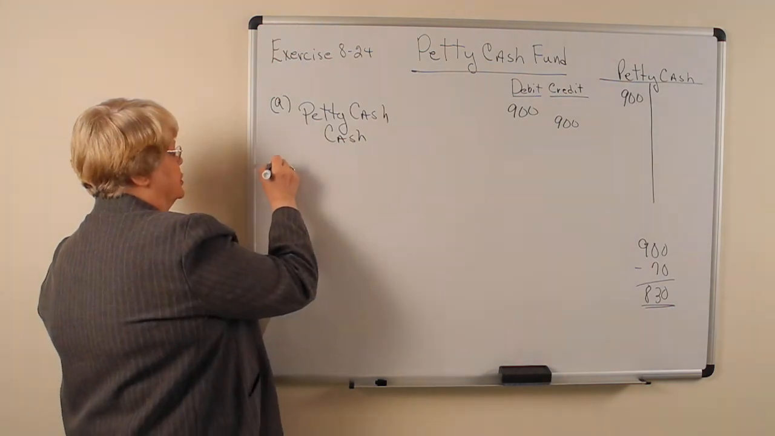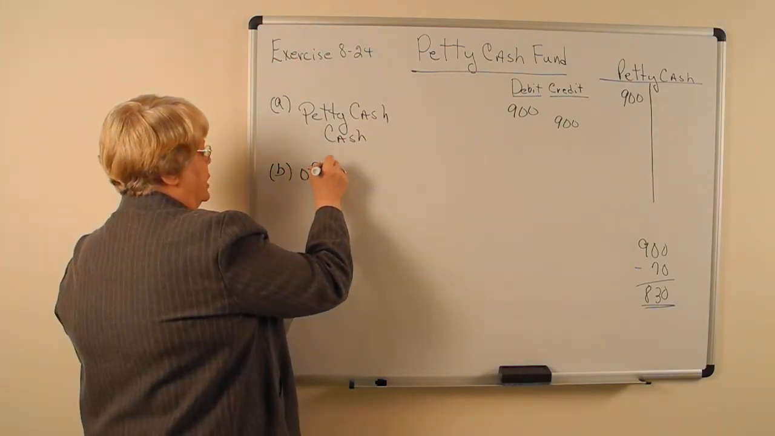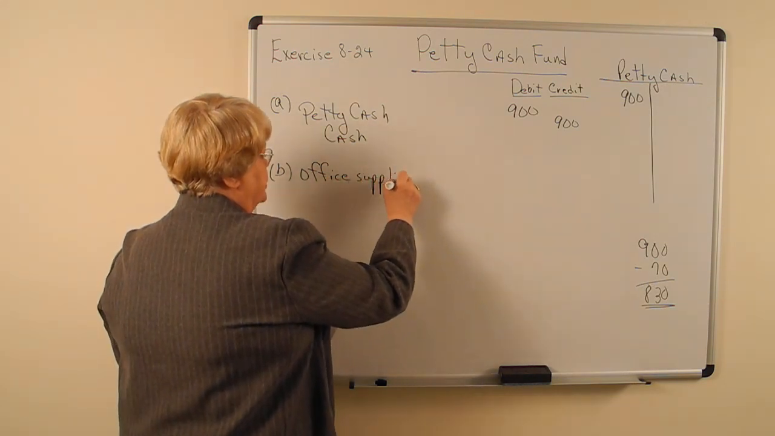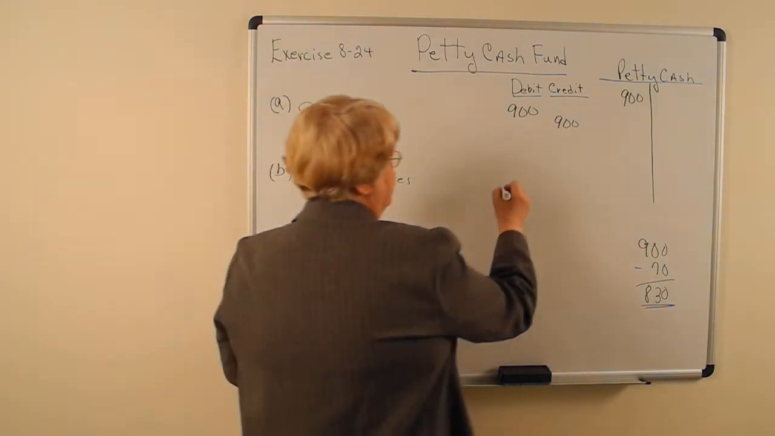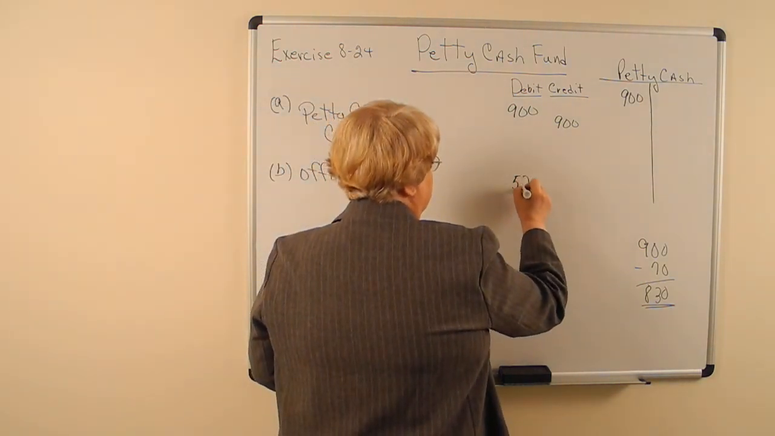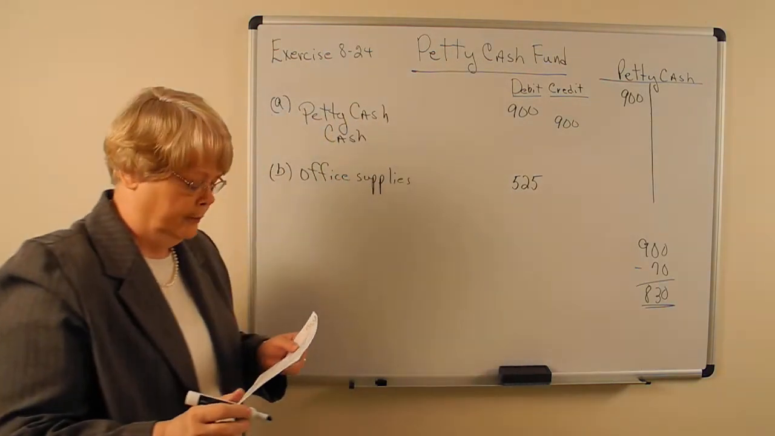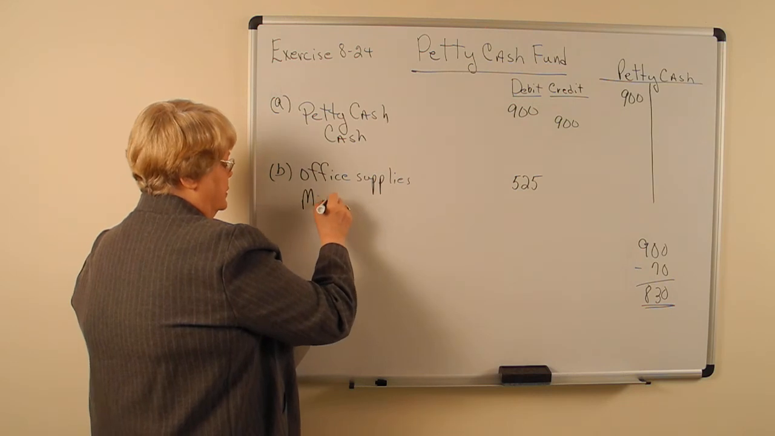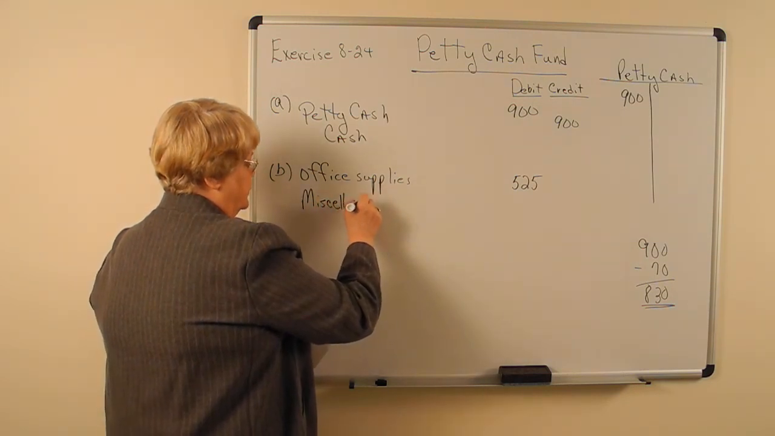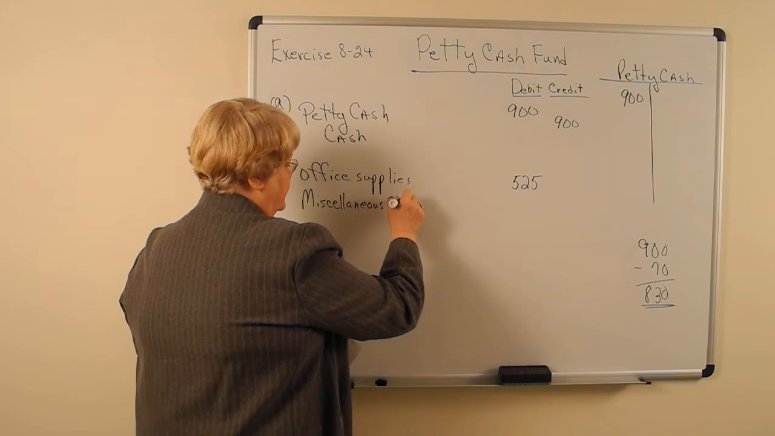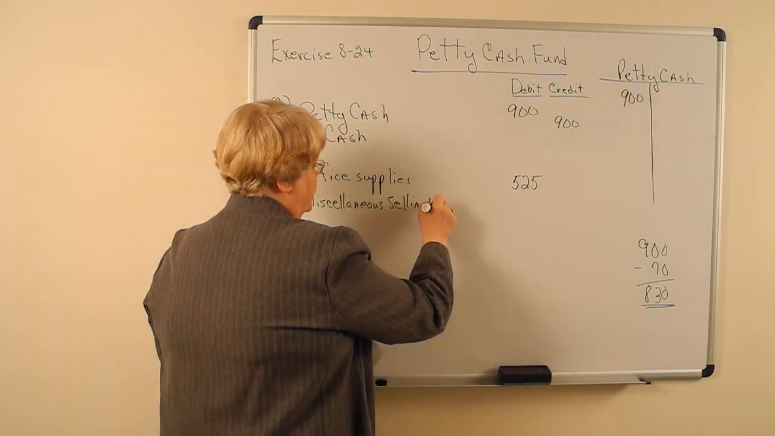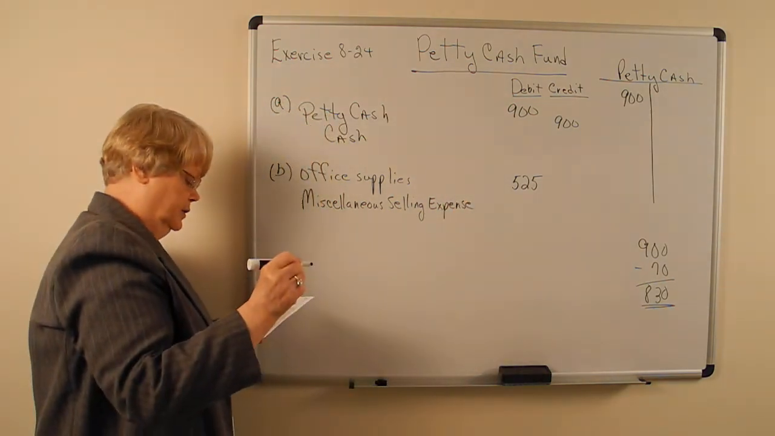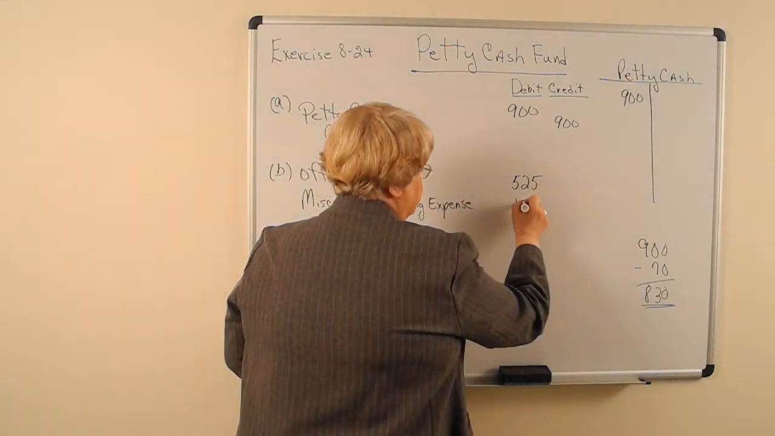Okay, so we're going to start our journal entry now. We're going to debit office supplies, which is an asset account, for $525. That's the amount of the voucher or receipt that's in the drawer. We have a voucher for miscellaneous selling expense. Debit that account. That is an expense account, and that one is for $190.